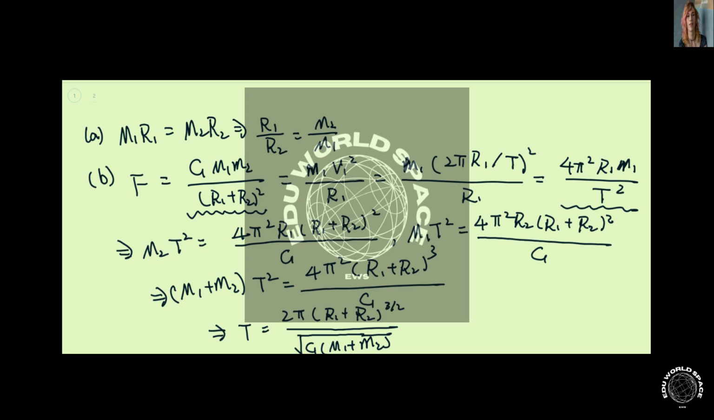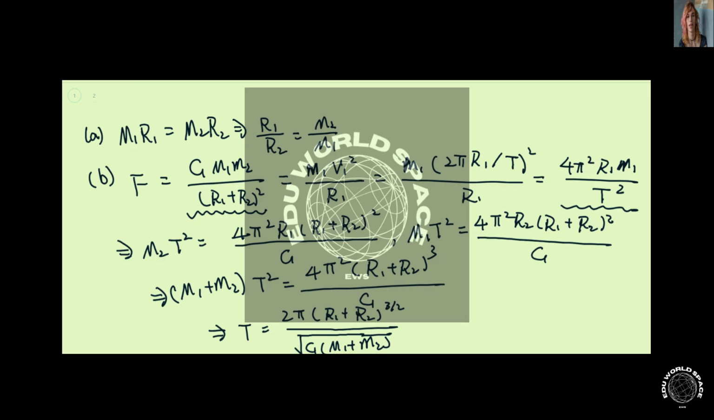From question 1, we know that m1 r1 equals m2 r2. So no matter whether it's r1 m1 or r2 m2, they are equal to each other. Since they have the same force, the numerator is the same, so the denominator should be the same. So they should have the same period. Now, since they have the same period, we name it T, and we compare the left side here and the right side here.